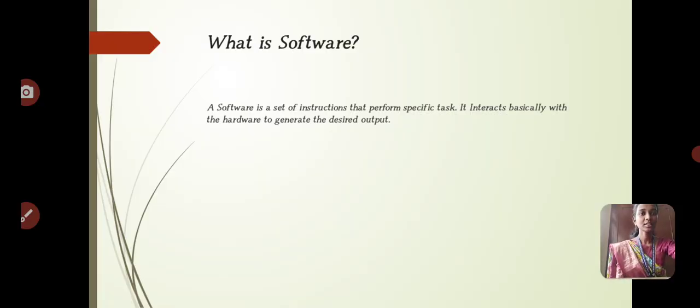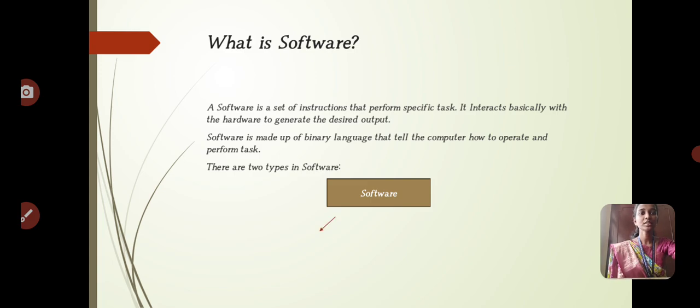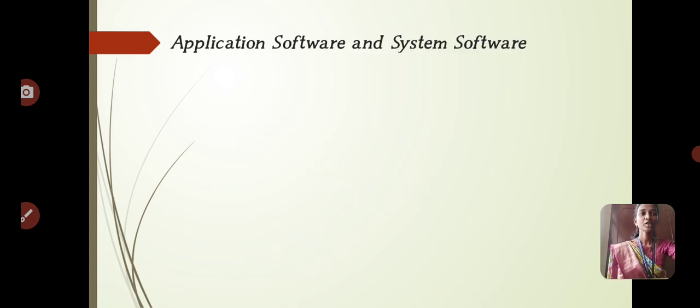A software is a set of instructions that perform specific tasks. It interacts basically with the hardware to generate the desired output. And software is made up of binary languages that tell the computer how to operate and perform a task. So this software has two types: one is application software and another one is system software. So operating system is an example of system software.